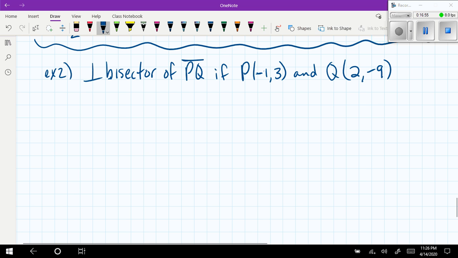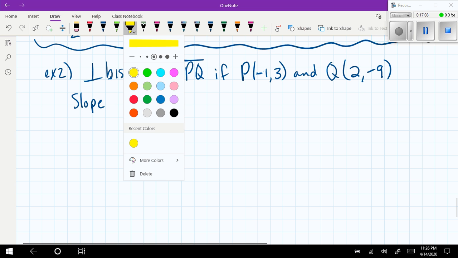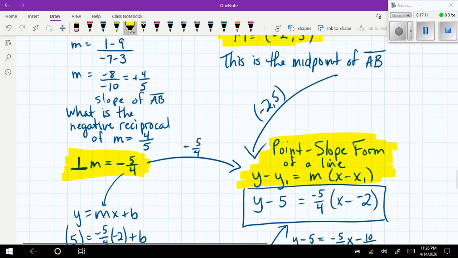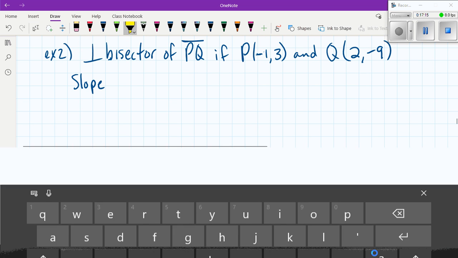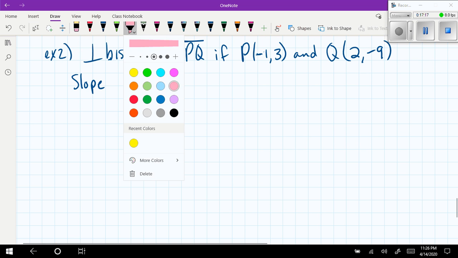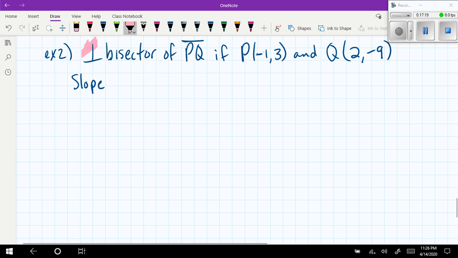So I'm going to want a slope, and slope is going to play with the word perpendicular for me. It doesn't hurt to just go back and find that slope was purple. Okay, so we're going to grab a pink. All right, perpendicular, meaning slope. And we're going to go ahead and find the slope of segment AB first.